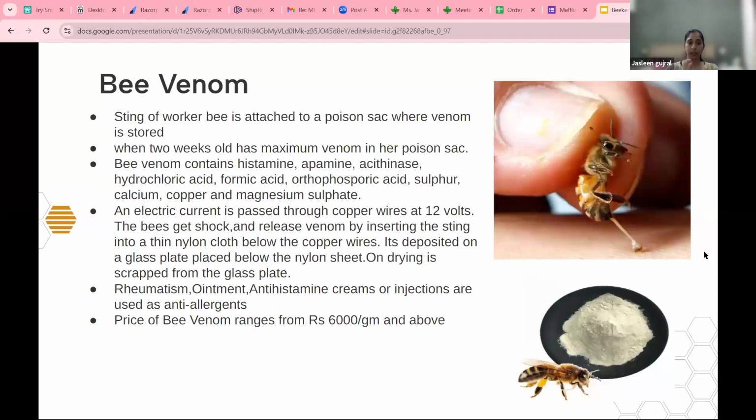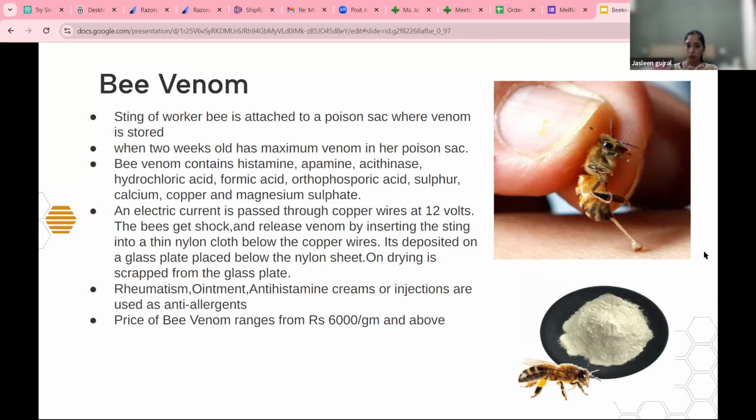Okay. Next is the bee venom. Bee venom is basically the venom of the bees, which is found inside the poison sac of the bee. Whenever you get stung by a bee, the poison sac gets attached to the place where there has been a sting. It's basically that venom of the bee, which is a defensive mechanism.